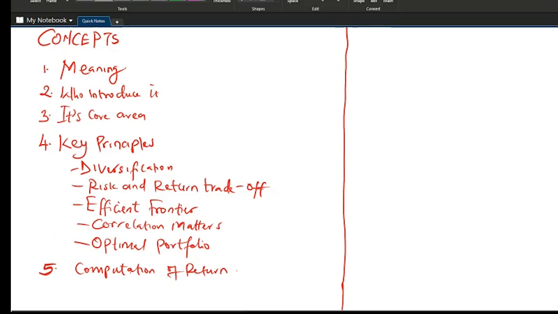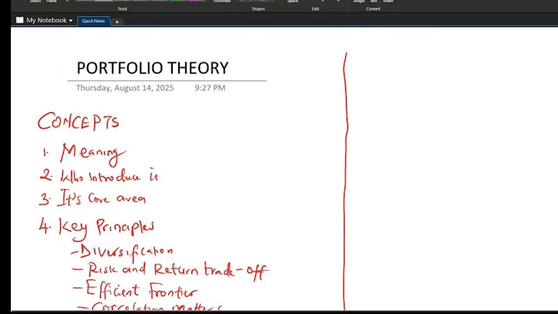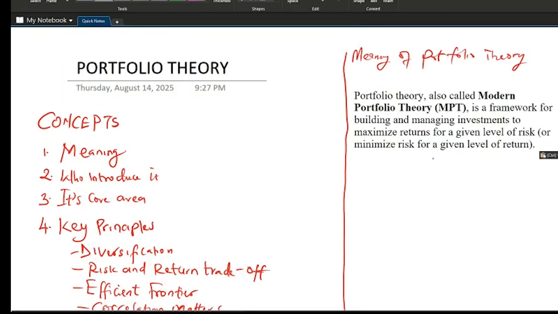Okay, so let's start from the meaning of portfolio theory. Portfolio theory is also called modern portfolio theory. It's a framework for building and managing investments to maximize returns for a given level of risk, or minimize risk for a given level of return, which means that, in other words, portfolio theory deals with the relationship between risk and return.